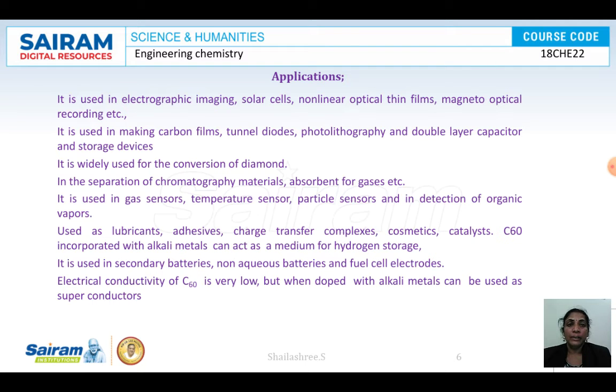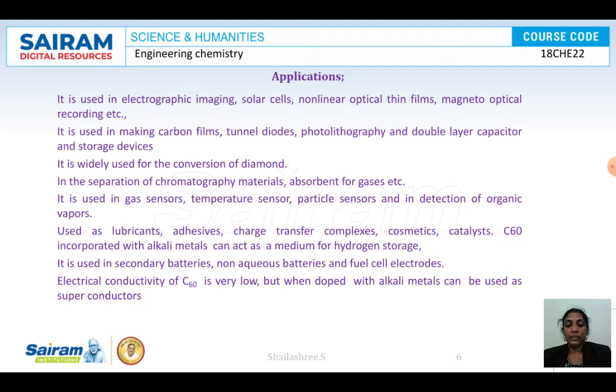Coming to the applications of fullerenes, it is used in electrographic imaging, solar cells, non-linear optical thin films, magneto-optical recording, etc. It is also used in making carbon films, tunnel diodes, photolithography, and double layer capacitors and storage devices. It is widely used in the conversion of diamond, in the separation of chromatographic materials, and as an adsorbent of gases. It is used in sensors, like gas sensors, temperature sensors and particle sensors, and in the detection of organic vapors.